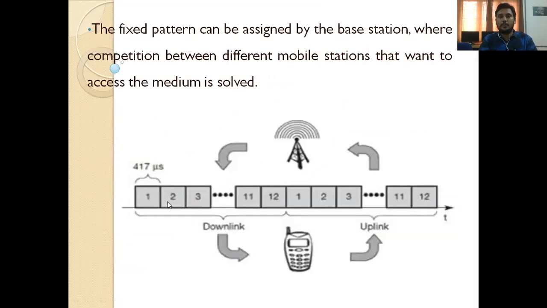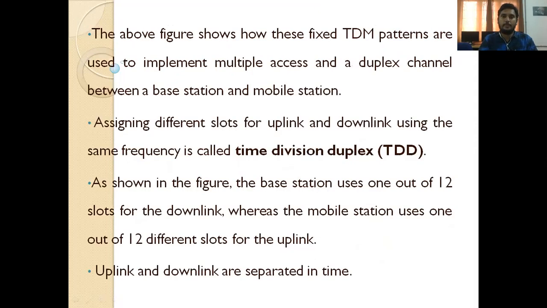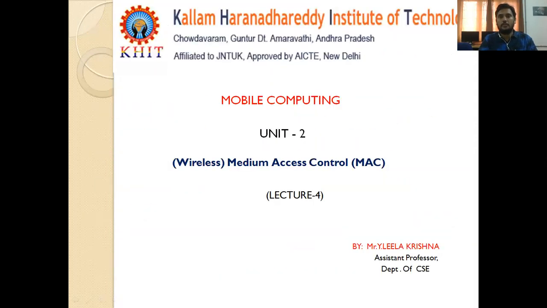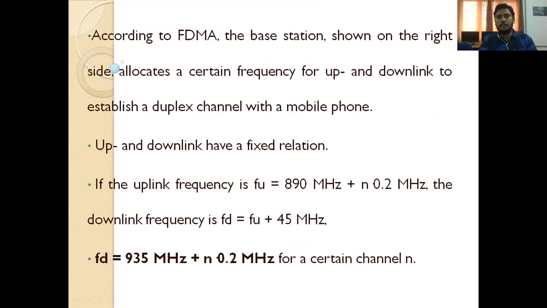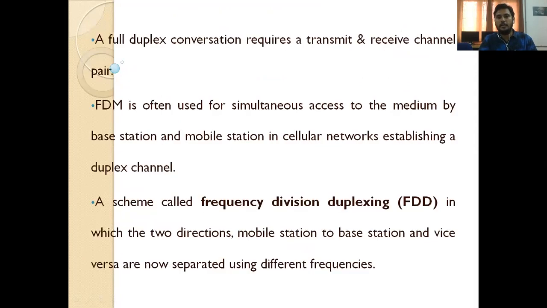So here in TDMA, the time is divided into slots. One slot is allocated for downlink and one slot is allocated for uplink. So the downlink for a mobile station is the uplink for the base station. Vice versa, the uplink for the mobile station is the downlink for the base station. So that's what we covered in lecture number 3, FDMA and TDMA.